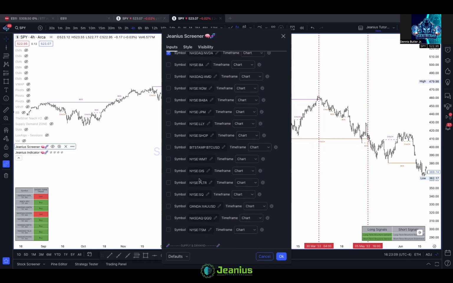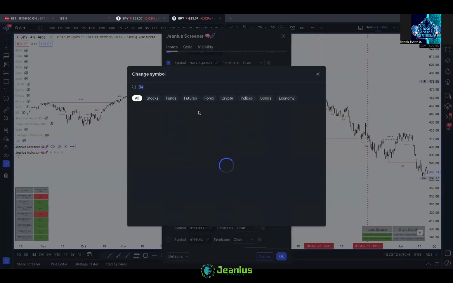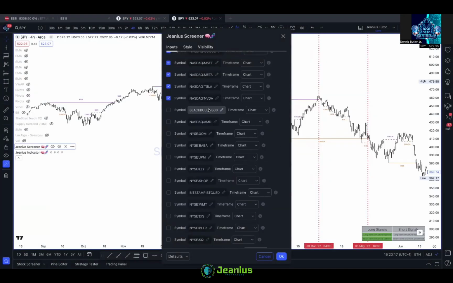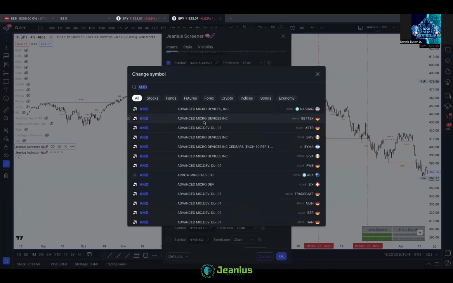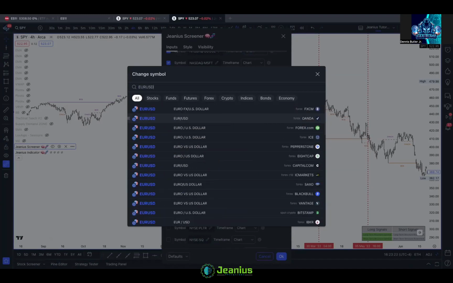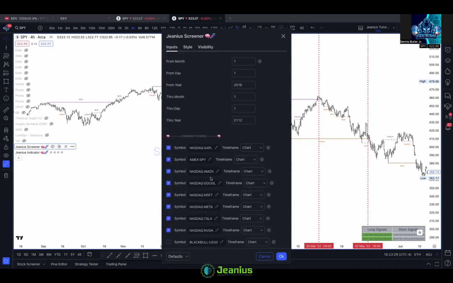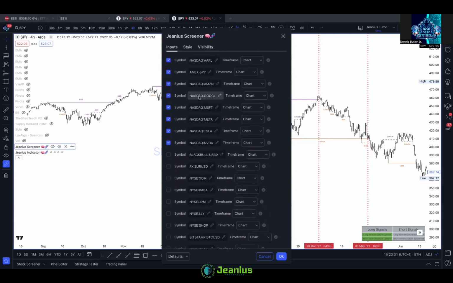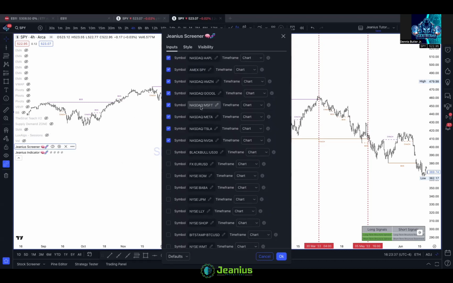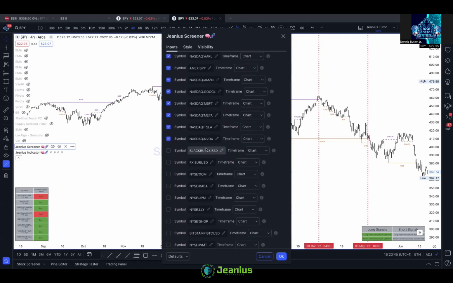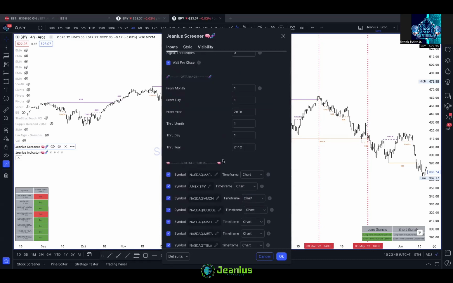You can also put other tickers in here. It doesn't really have to be stocks. You can put something like US 30, or a forex pair like Euro USD. It doesn't have to be stocks itself. You can put whatever tickers the TradingView platform offers, and those can be screened. So don't worry about whether you're a stock trader, a forex trader, or a futures trader. You can use the indicator and the screener.